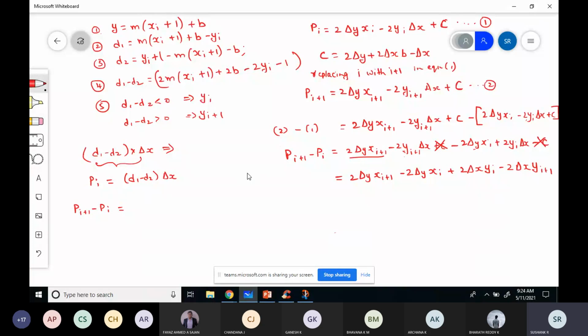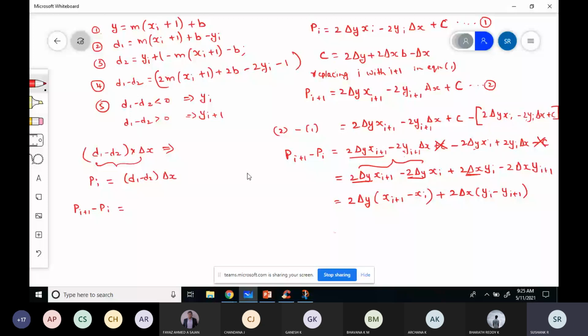So now I'll take the common terms. In the first two terms, 2 and delta y are common. So I'll take the common term 2 delta y times x of I plus 1 minus xi. In the next term, 2 delta x is common: 2 delta x times yi minus y of I plus 1. Like this I've taken the common terms. Any doubts so far? Yes or no? Okay.